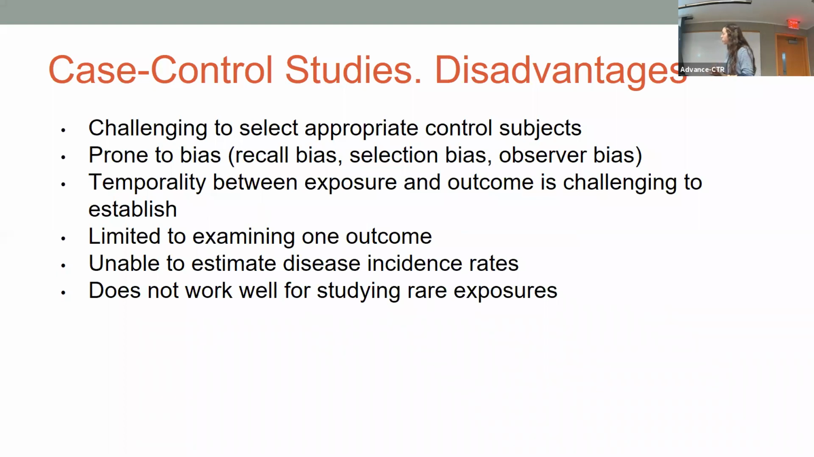Again, as I've mentioned, some of the disadvantages of case control studies are that they can be prone to lots of different types of biases. We do have some issues that come up when we're selecting our control subjects, and sometimes it is hard to establish temporality, which is something that a lot of the time we want to be able to say: exposure X causes outcome Y. That's very challenging to do with a case control study.